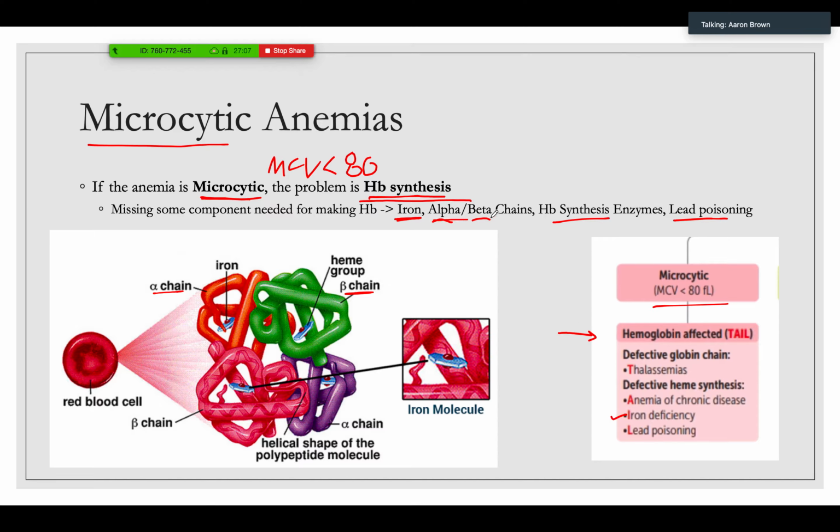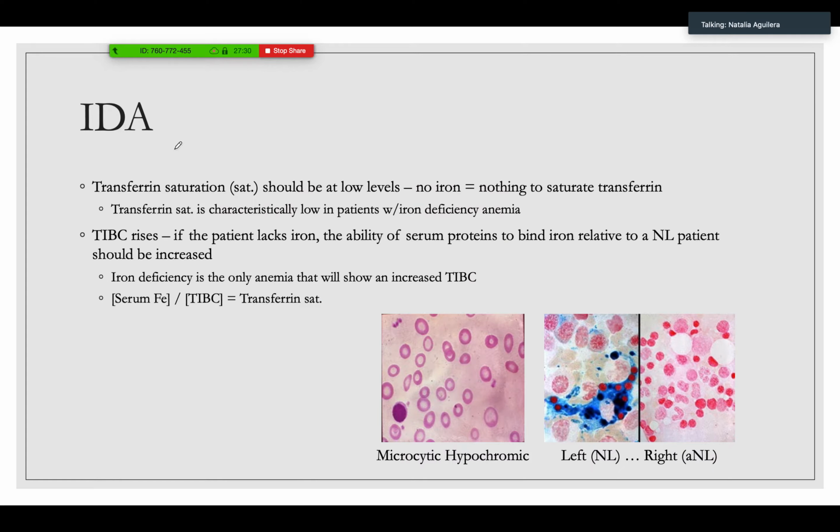What about alpha and beta chains? If we're missing those chains from our hemoglobin, what do we call that anemia? Thalassemia. Very good. And so for our hemoglobin synthesis enzymes and our lead poisoning, they don't really have it listed here, but those are all going to be part of this microcytic anemia picture as well. We call that sideroblastic anemia.